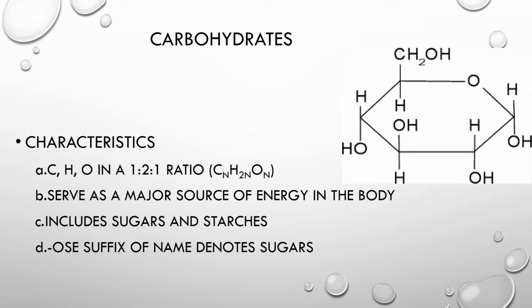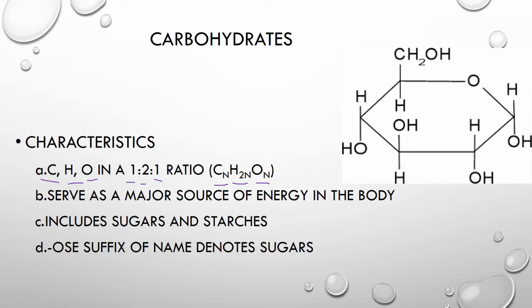Carbohydrates are a form of an organic molecule that contain carbon, hydrogen, and oxygen. And they always have the same ratio of 1 carbon to 2 hydrogen to 1 oxygen. So the formula that we come up with is CnH2nOn, with n representing whatever number. For example, with glucose, we have C6H12O6 representing that carbohydrate.